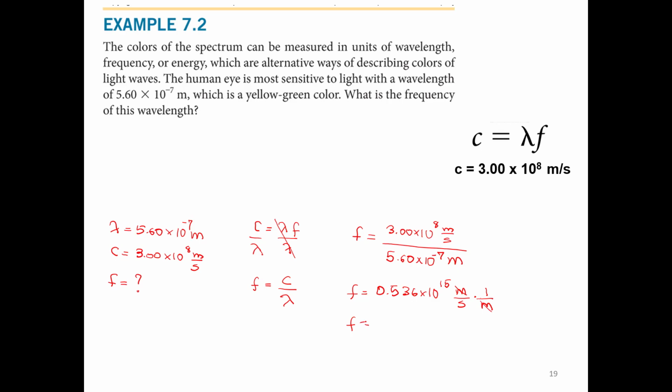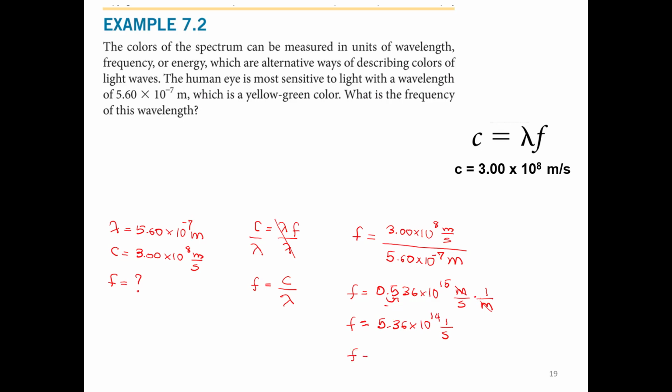And let's write this in scientific notation. We move 1 place to the right. If we move to the right, we need to subtract 1 unit because we moved 1 place. And 15 minus 1 will be 14. And we can write this like 5.36 times 10 to the power 14, 1 over second, because meters cancel out.